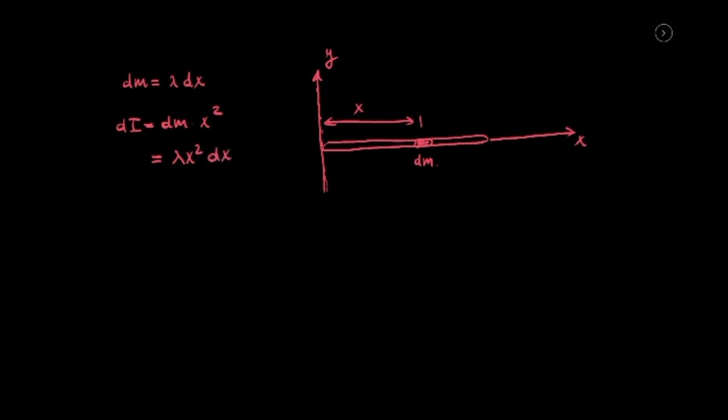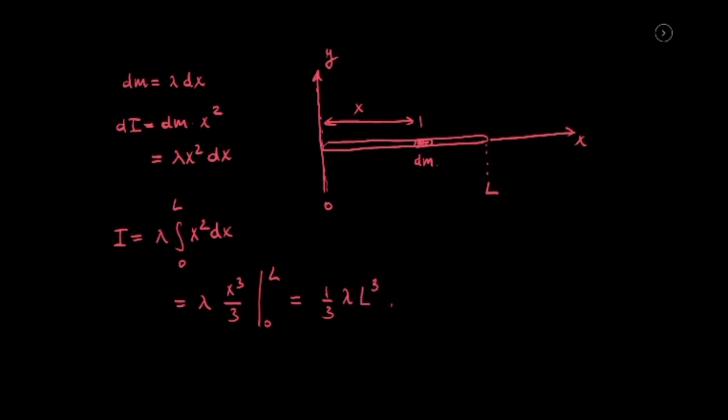However, this time we have to integrate lambda x squared dx, where x changes from 0 to L. So the boundaries go from 0 to L, and then we will find lambda x cubed divided by 3 from 0 to L, and it gives us 1 divided by 3 lambda L cubed. So I would be equal to 1 divided by 3 lambda L cubed.